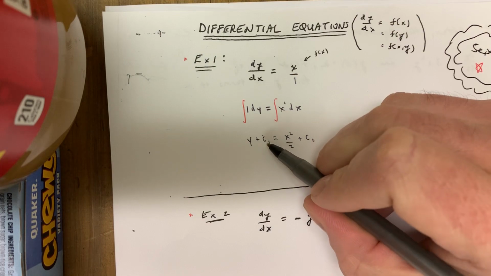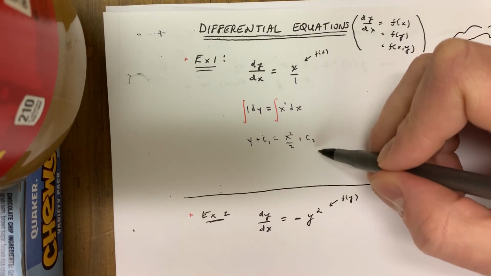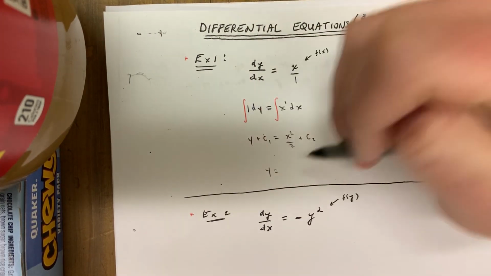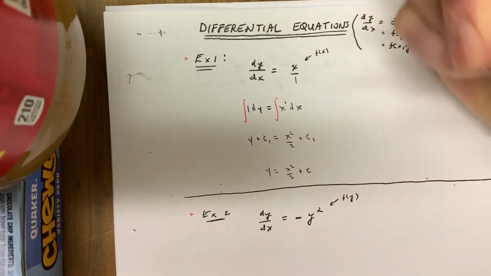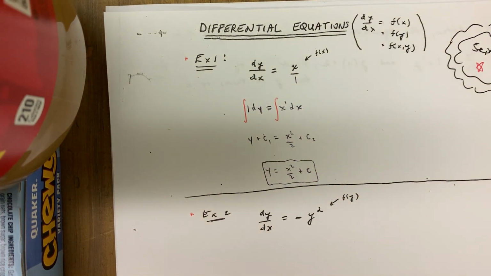Even if c is going to be a negative c sub 1, you'd add it to both sides. C sub 2 plus c sub 1 would just be another c. It'd just be another constant. So we say y is equal to x squared over 2 plus c, okay? And thus we've actually solved for y. And that's the solution to our differential equation.